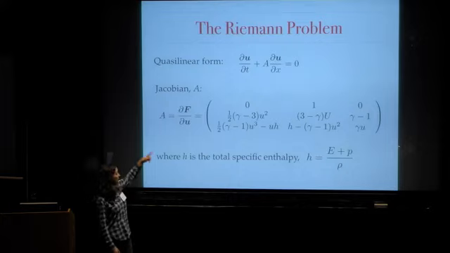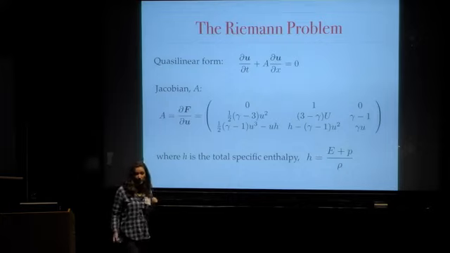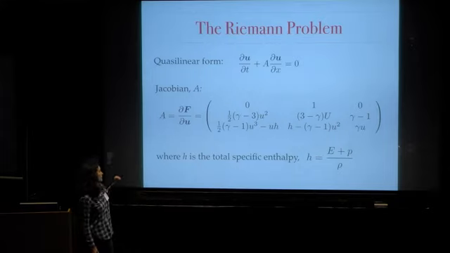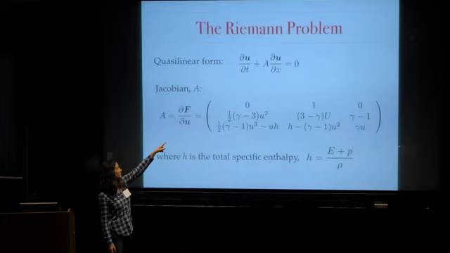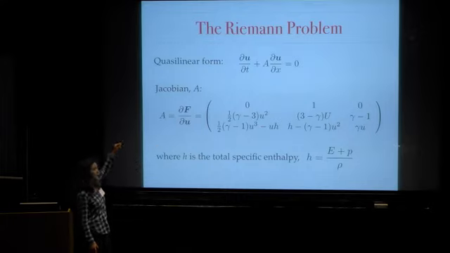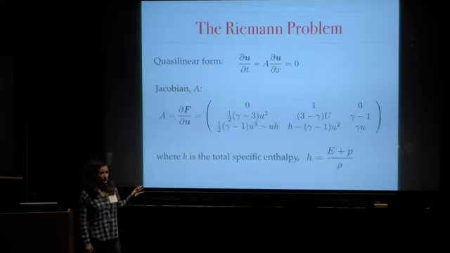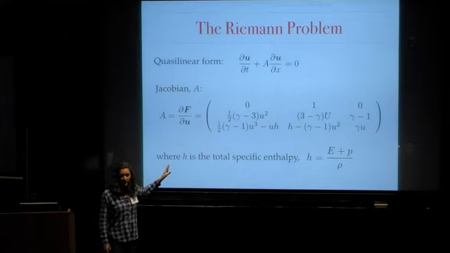I can then rewrite this into what's called the quasi-linear form of the Euler equations. And you can see that all I've done here is I've defined this matrix A. A is the Jacobian, which is to say that it is the derivative of the fluxes with respect to U. So I didn't bother writing out the math of this, but you can do this algebra.